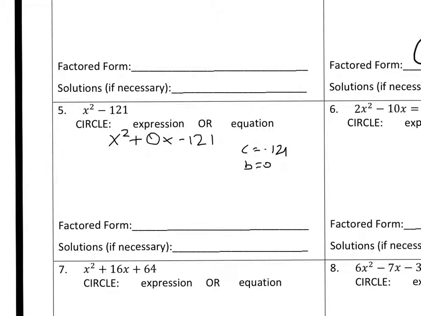Well, if they add to 0, they have to be the positive and negative of each other. And the only number that multiplies to 121 is 11. So it's got to be positive 11 and a negative 11. So there's my factored form, positive 11, negative 11. And the solutions, well, it's still an expression. So there are no solutions.